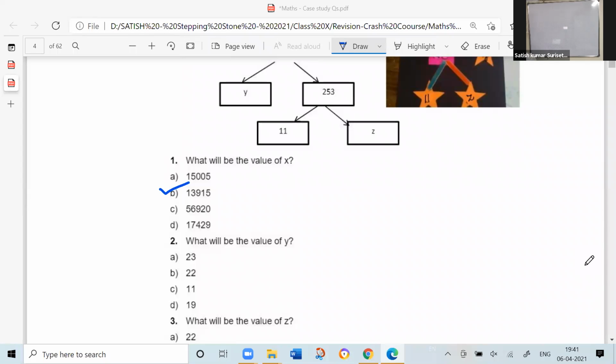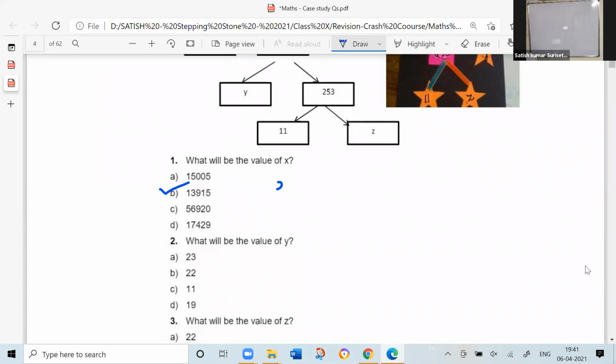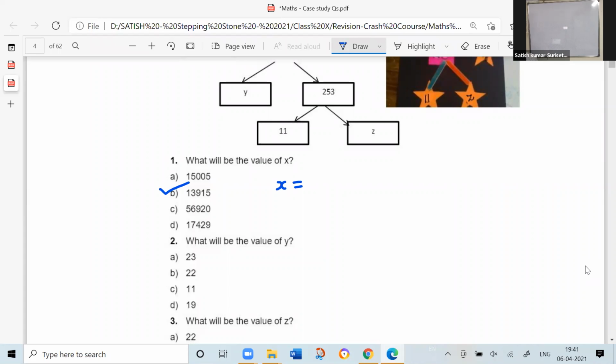Now, what is the way you have calculated? Tell me here. Sir, multiply 2783 into 5. Correct. So x equals 2783 into 5. Very good.